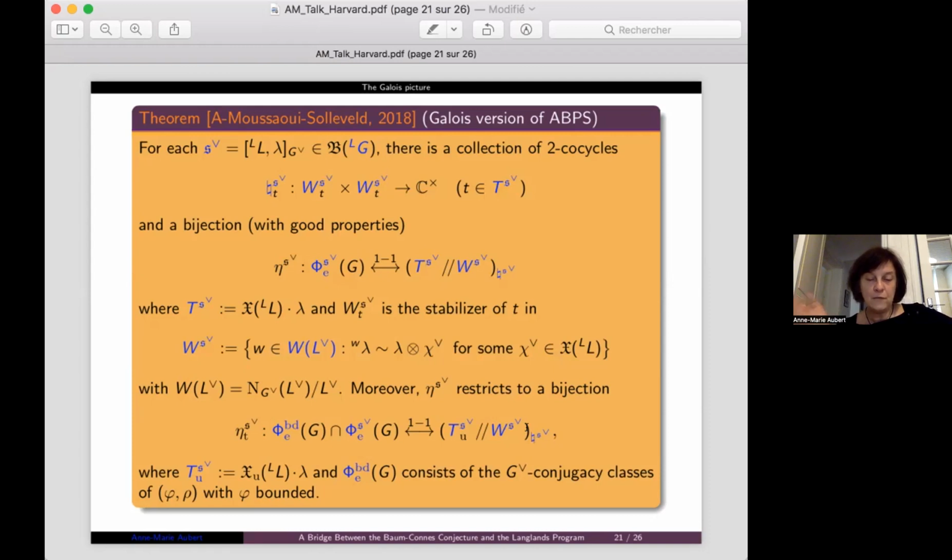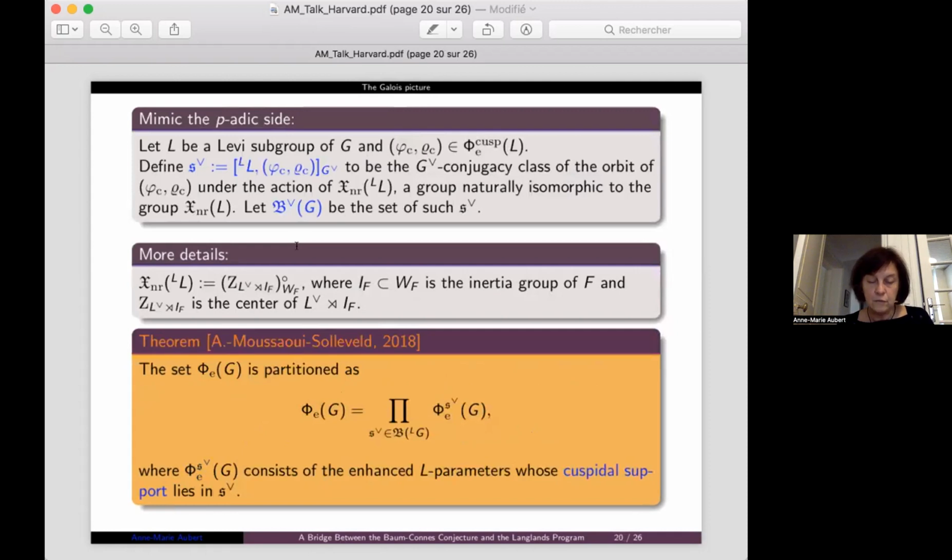Everywhere where we have a group, you replace the group G by G check, and the Levi L by L check. In particular, you have the group W_S check, which is the group defined by the elements in the normalizer of L check mod L check, which send an enhanced parameter lambda on the Levi to the same parameter twisted by some unramified character of our group. And again, here we can prove that we can construct a collection of two-cocycles. With this collection of two-cocycles, we can prove that we have a nice bijection.